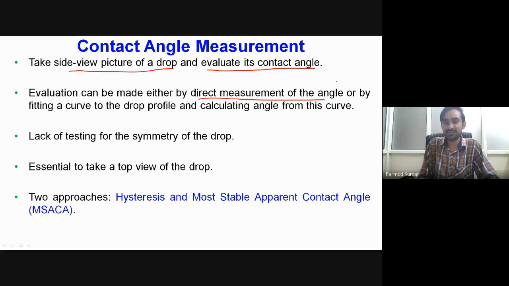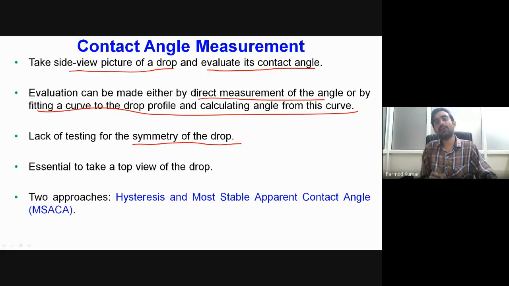to find out our angle, or we can fit a curve to the drop profile and then we can calculate the angle from this curve. Okay, so that is one procedure. But particularly when we are taking only the side view, we have one issue: we are not sure about the symmetry of the drop.